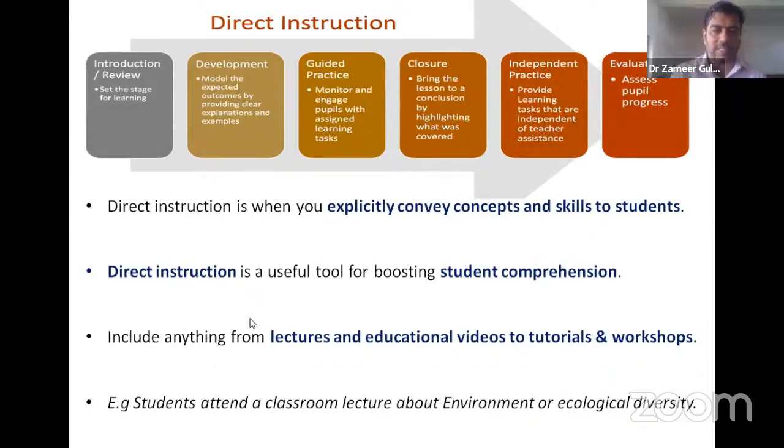For example, if we take environmental diversity, you will show them some videos about how people are cleaning their environment around the campus. When they see those kinds of videos, at least they will think that we have to keep our campus clean. This is what we call the direct instruction method. Here we set the stage for the learning. You can see there are some steps also given over there.